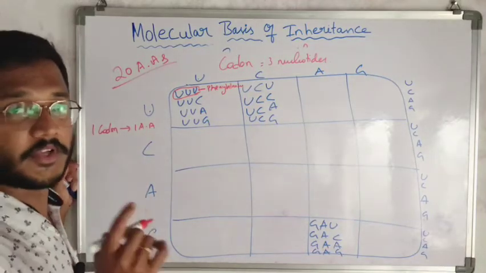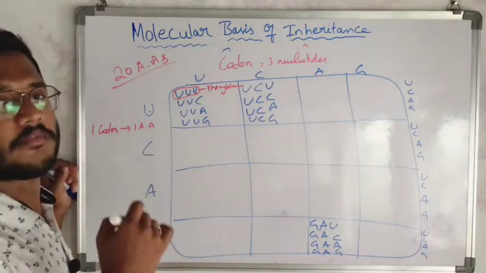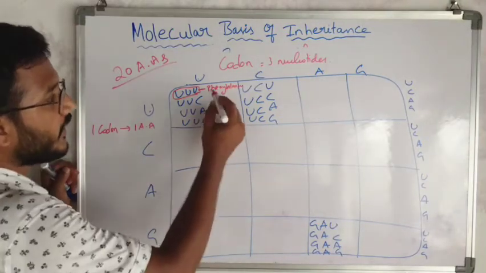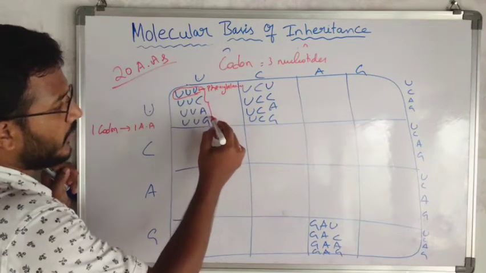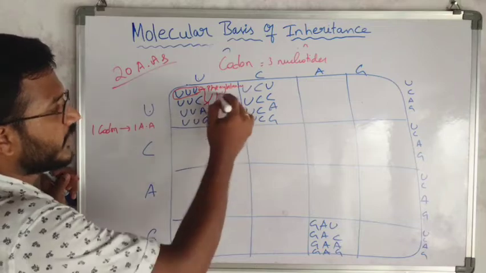But here you have to observe carefully. One amino acid can be formed by many codons. For example, phenylalanine will be coded by all these. So this can also form, this can also form, this can also form.